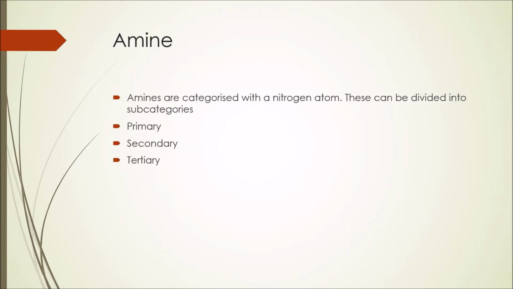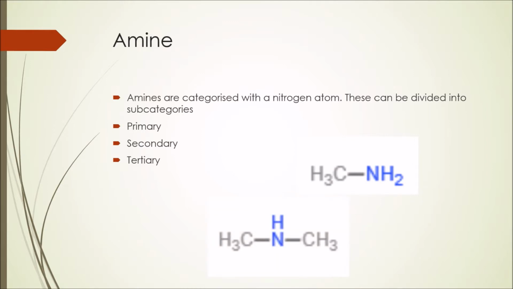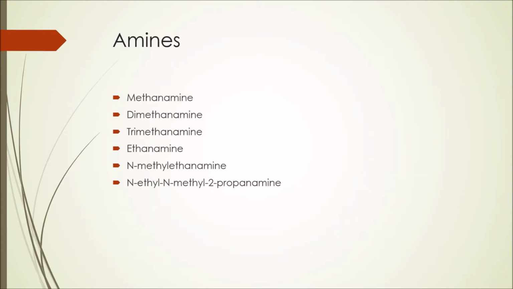And moving on to amines. So amines are categorized with a nitrogen atom. And amines can be further broken down into 3 groups. We've got primary amines, which is when only one carbon is attached to the nitrogen. A secondary amine, which is when 2 are attached. And a tertiary, when all the hydrogens are not attached to the nitrogen and you're just left with the hydrocarbon chains around it. Okay, so now we're just going to name a few basic amines.